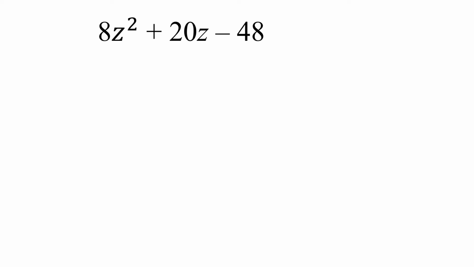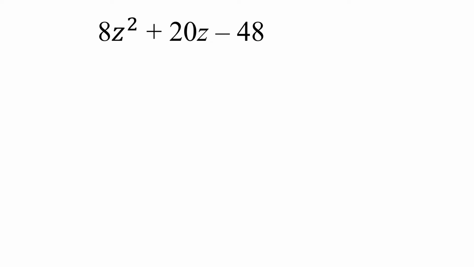Hey, what's up guys? In this video, I'm going to show you how to factor a quadratic trinomial when it has a greatest common factor, aka GCF. So my trinomial, 8z squared plus 20z minus 48, is a quadratic because the degree is 2, the highest exponent is 2, and a trinomial, well, we have 3 different terms.